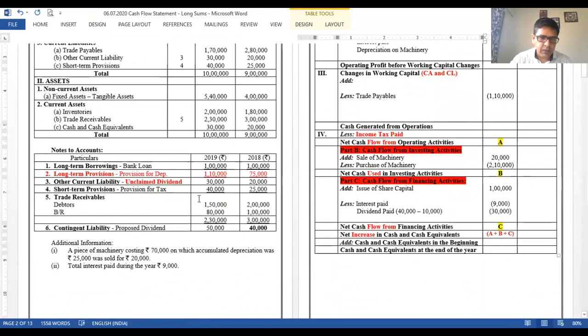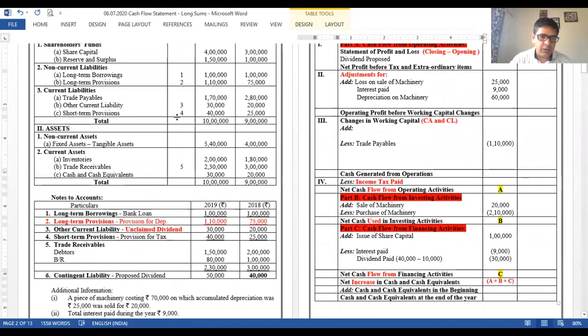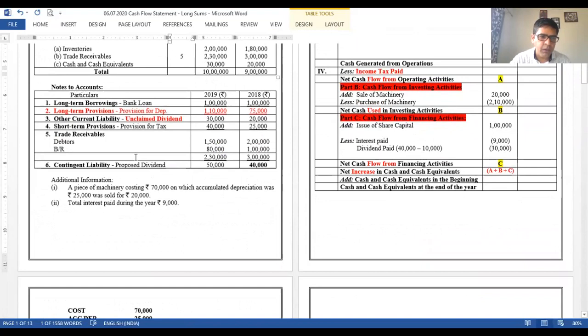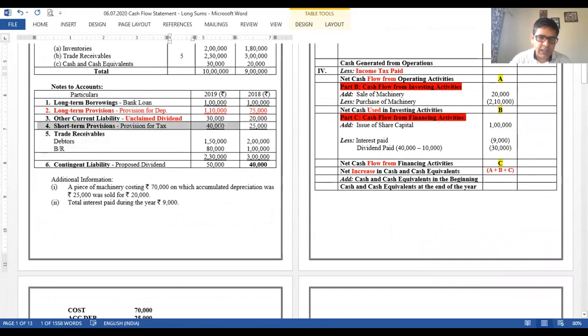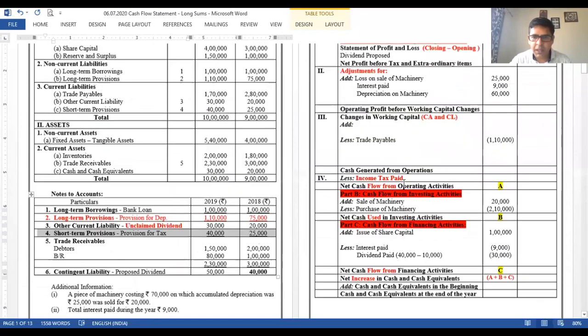Okay, so after other current liability, note number 3, we have to go to provision, short-term provision, note number 4. Short-term provision, again we can see that it's provision for tax. Provision for tax is 25 and 40. I have told you again and again, this is just one account for which we never find the difference. Opening has to be paid, closing has to be made. So opening 25,000 has to be paid. The tax is paid during the year.